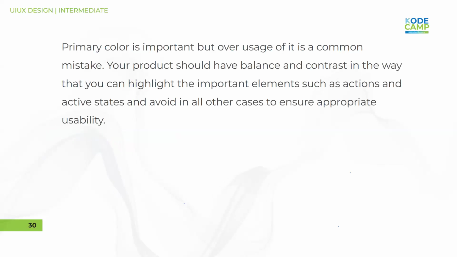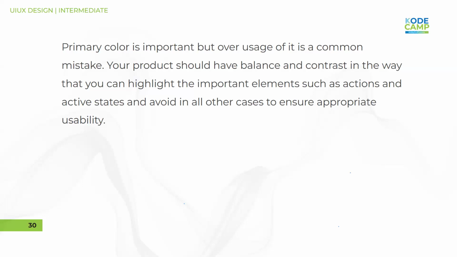All right, so what are some important practices when it comes to color? Number one, be balanced. Primary color is actually your signature, but overusing it can be a big mistake. We say that primary color is important, but overusage of it is a common mistake. Your product should have balance and contrast in a way that you can highlight the important elements such as actions and active state, and avoid it in all other cases to ensure appropriate usability.